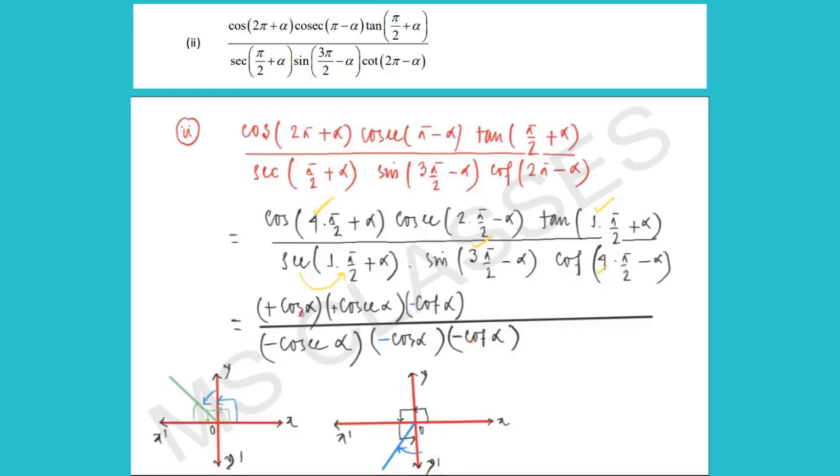So you have cos alpha, cosec alpha, minus cot alpha. Then you have minus cosec alpha, minus cos alpha, and ultimately minus cot alpha. If you see, this cancels out, this cancels out, this cancels out. Minus minus plus, into minus minus. So ultimately, minus in the numerator, minus in the denominator. The result will be equal to 1.